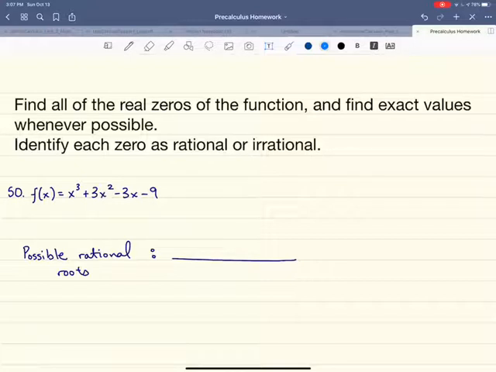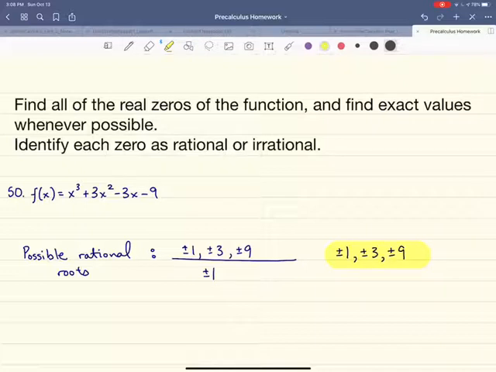roots. First, let's write out all of the factors of the constant term. So we have plus or minus 1, plus or minus 3, and plus or minus 9. Next, let's write out all of the factors of the leading coefficient, plus or minus 1. So this gives us the possible rational roots, plus or minus 1, plus or minus 3, plus or minus 9.